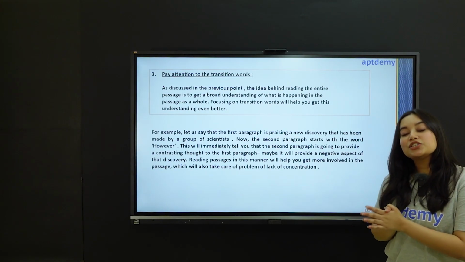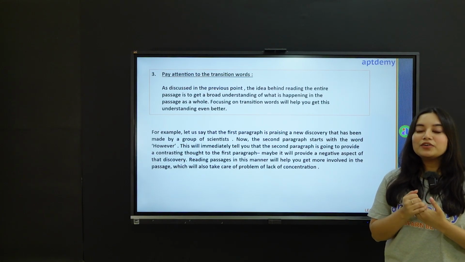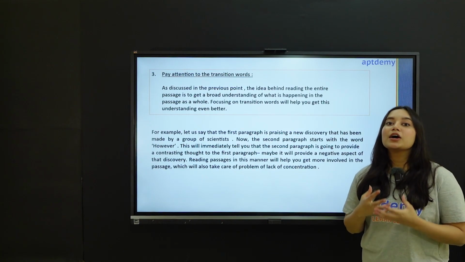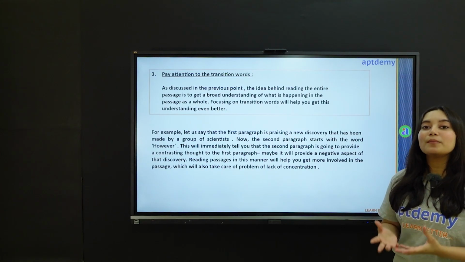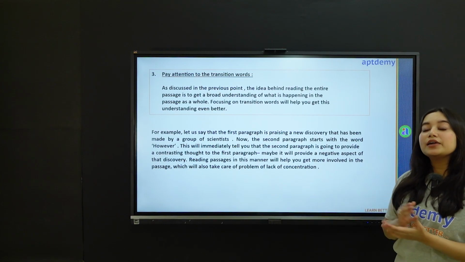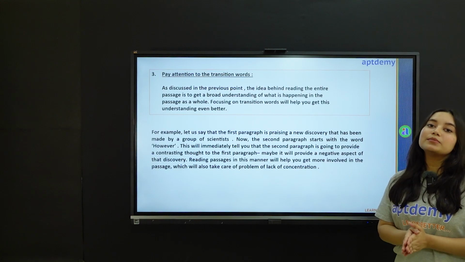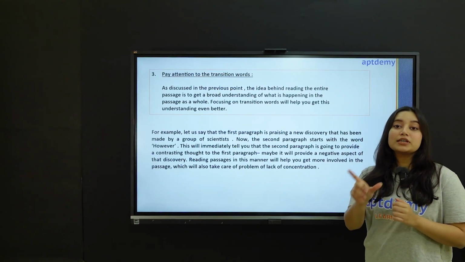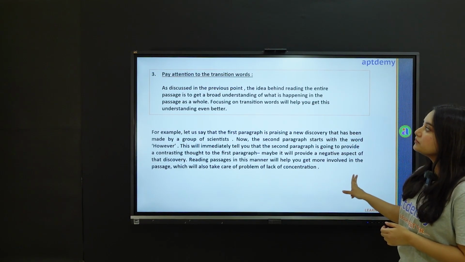Now the second paragraph starts with the word however, which is a transition word. So by reading the word however, you already know that the second paragraph might provide you with a contradicting view or maybe a negative comment on the finding. So this is important. If you know the transition and the flow of thoughts within the passage, you will be able to answer questions easily, because whatever option does not go with what the paragraph states, that can be eliminated right away.